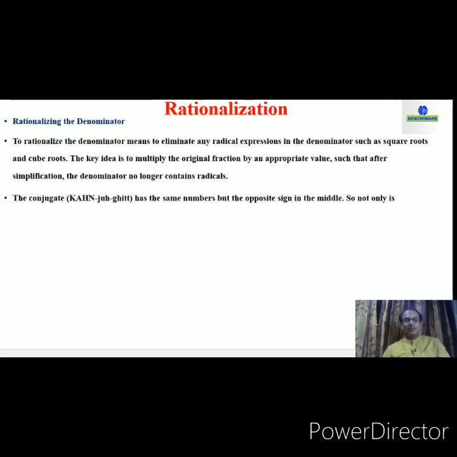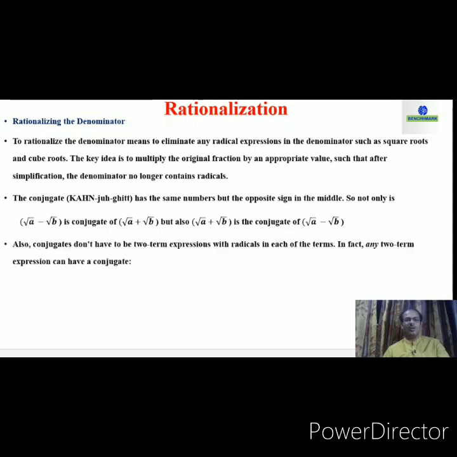I'll be using the term conjugate, so let me discuss what conjugate is all about. The conjugate has the same numbers but the opposite sign in the middle. So not only is root a minus root b the conjugate of root a plus root b, but at the same time root a plus root b is the conjugate of root a minus root b.